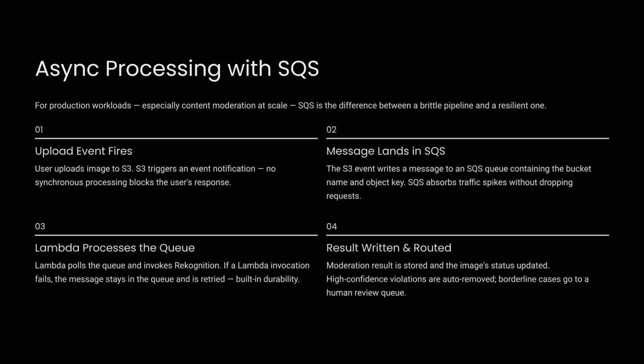For production workloads, especially at scale, async processing with SQS is critical for resilience. An S3 upload event sends a message to SQS, which absorbs traffic spikes. Lambda then pulls the queue, invokes Rekognition, and retries on failure, ensuring durability. Finally, the result is stored, and high-confidence violations are auto-removed.